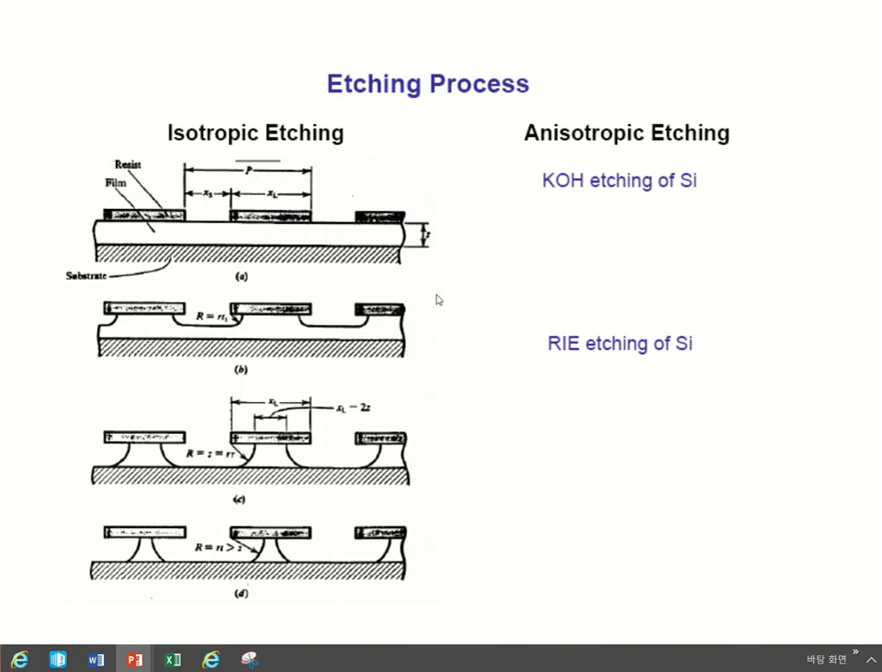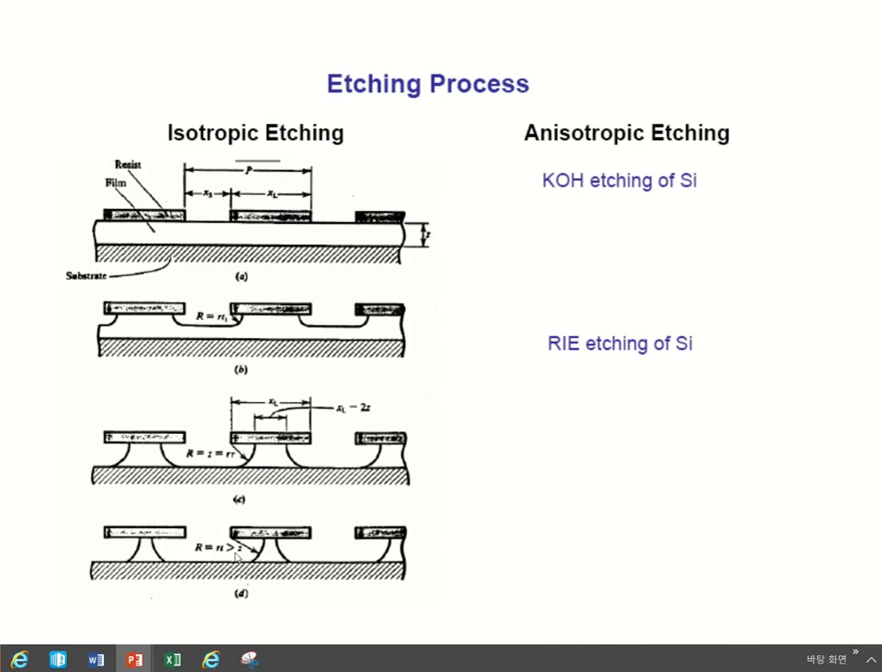For example, let's say you have an undercut created by over etching, then you can expect a radius over here. This is the lateral etch, and the vertical etch rate is the same, so the undercut shape is like this radius. If you keep doing this etching, because of the isotropic nature, it just keeps going down.